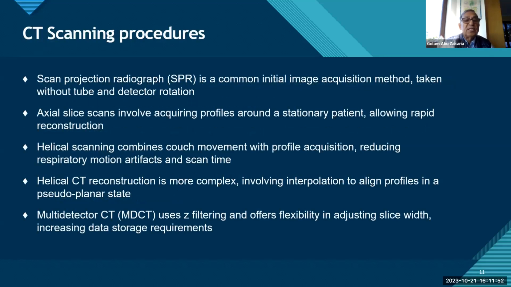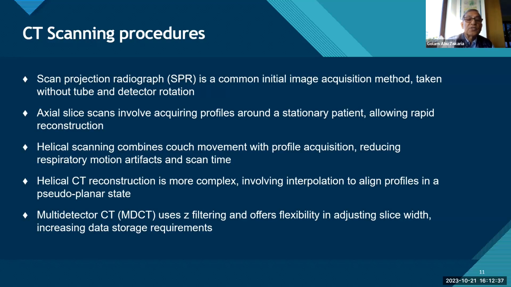Here, CT scanning procedures, everybody knows how they come. First of all, the scan projection radiograph is a common initial image acquisition method, taken without tube and detector rotation. Every time you see a scan projection radiograph, here you can mark in which areas you should have the CTs. Axial image scans involve acquiring profiles around a stationary patient, allowing rapid reconstruction. Helical scanning combines couch movement with profile acquisition, reducing respiratory motion artifacts and scan time.